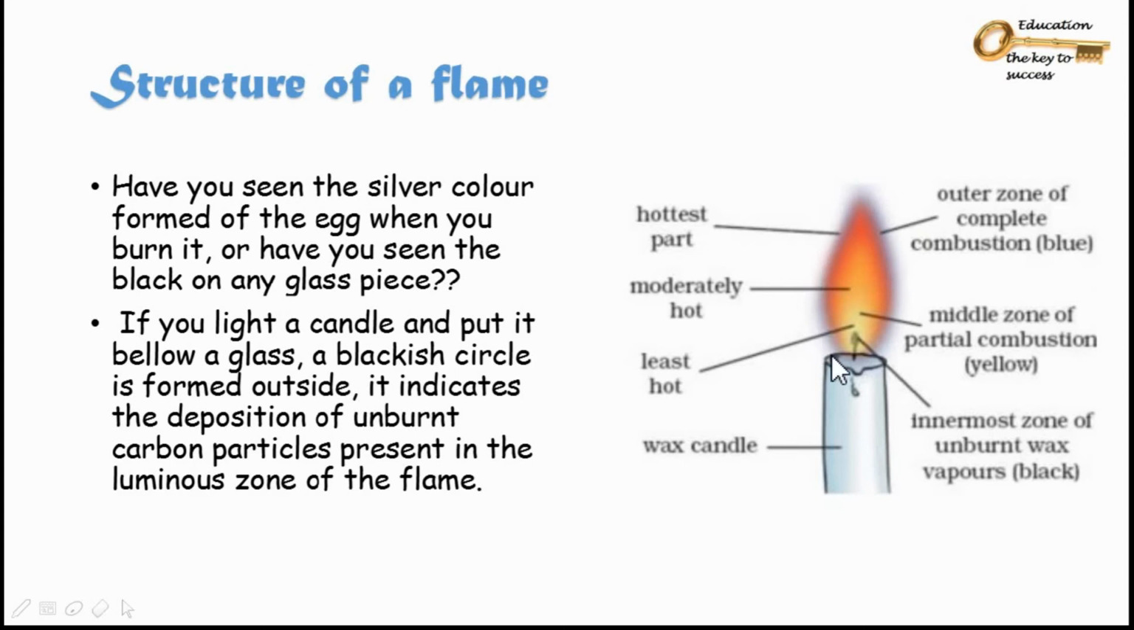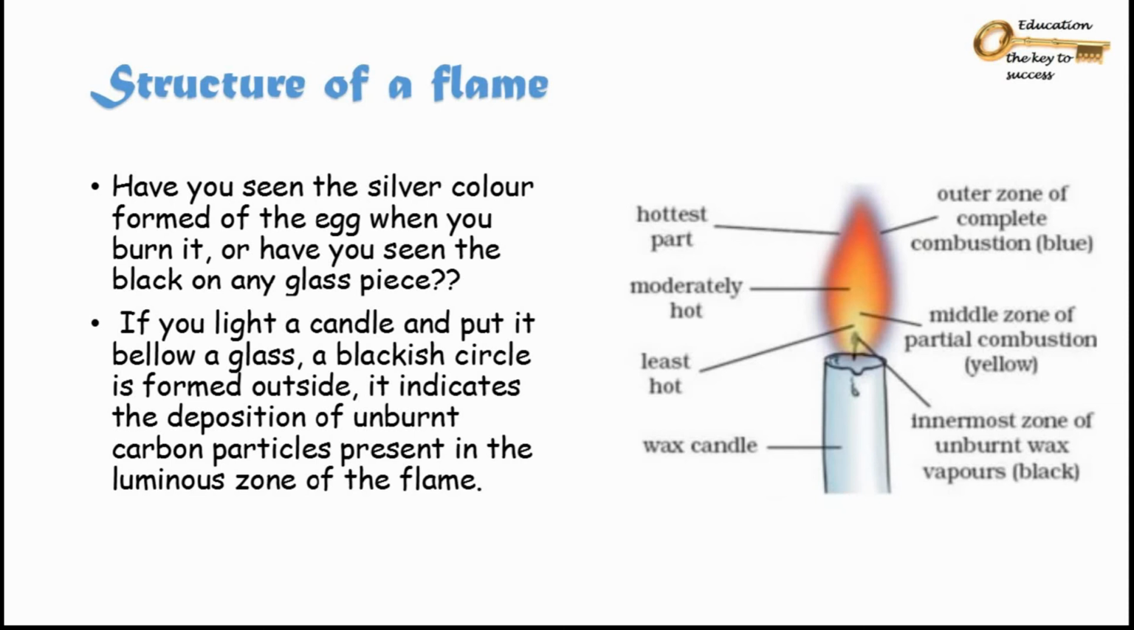The middle part, or the zone where it's yellowish in color, that's partial combustion. And the innermost part of the unburnt wax vapors is essentially black in color. And that's when certain people try to show you some tricks when they move their finger through the flame. It's essentially when they move it through the middle part of the flame. They don't move it through the hottest part.